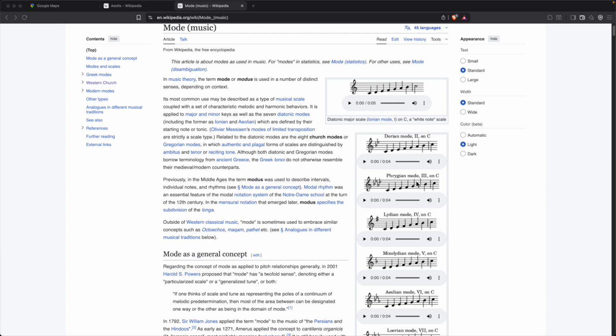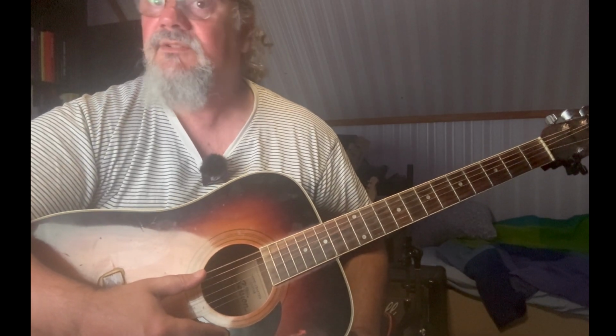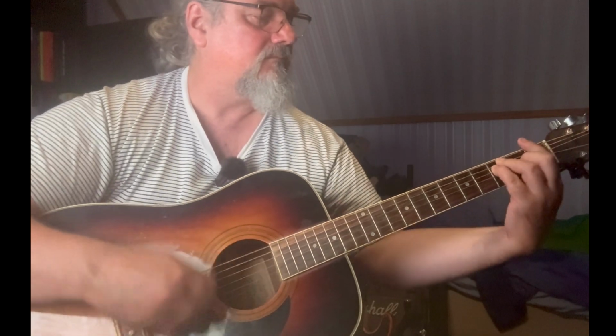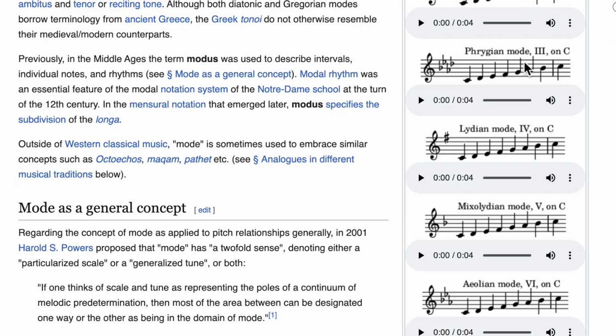I can start one octave below. It sounds kind of cool, so this can be useful. Instead of just minor or major, you can use this, for instance, in Spanish music. Right? Then you have Lydian mode, Mixolydian, and Aeolian mode.